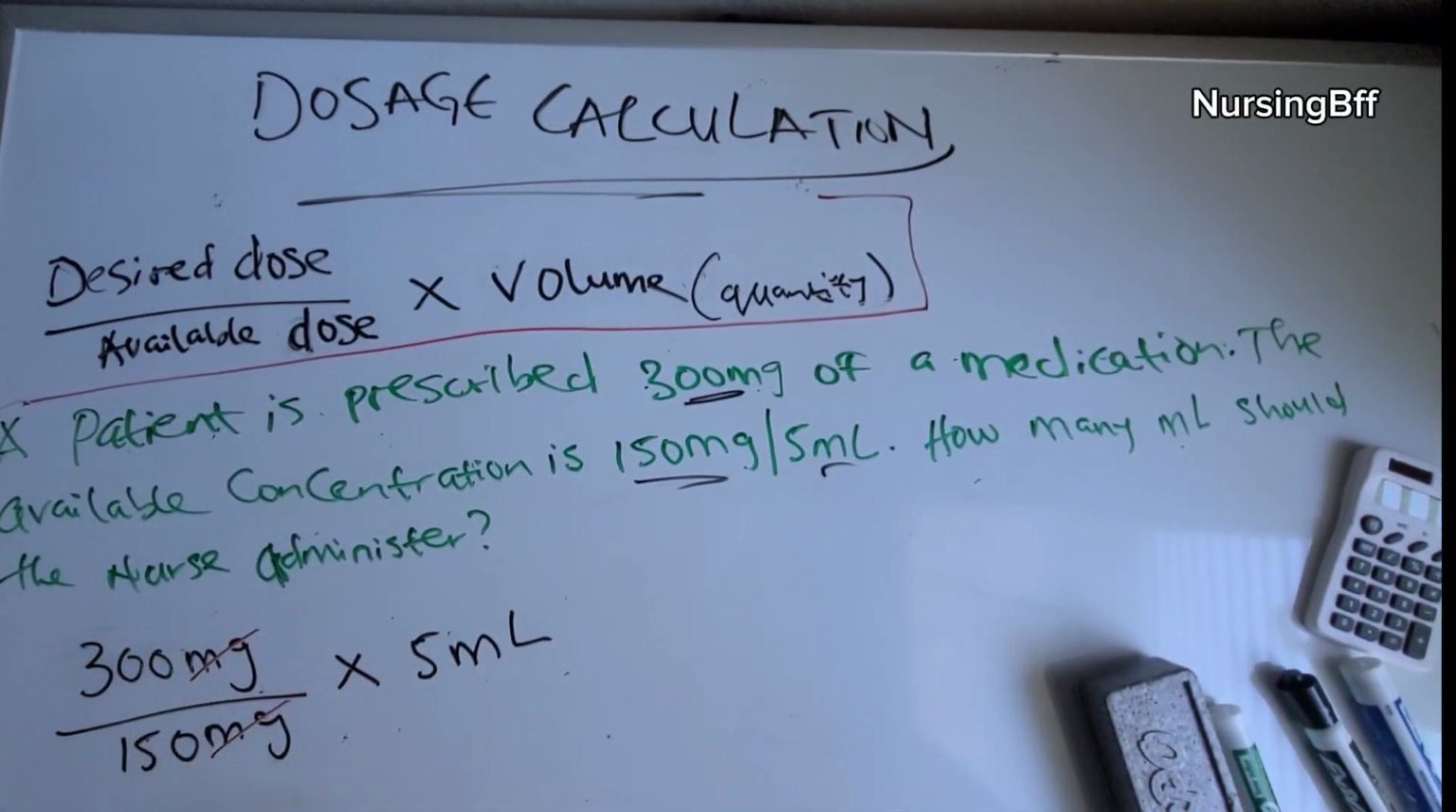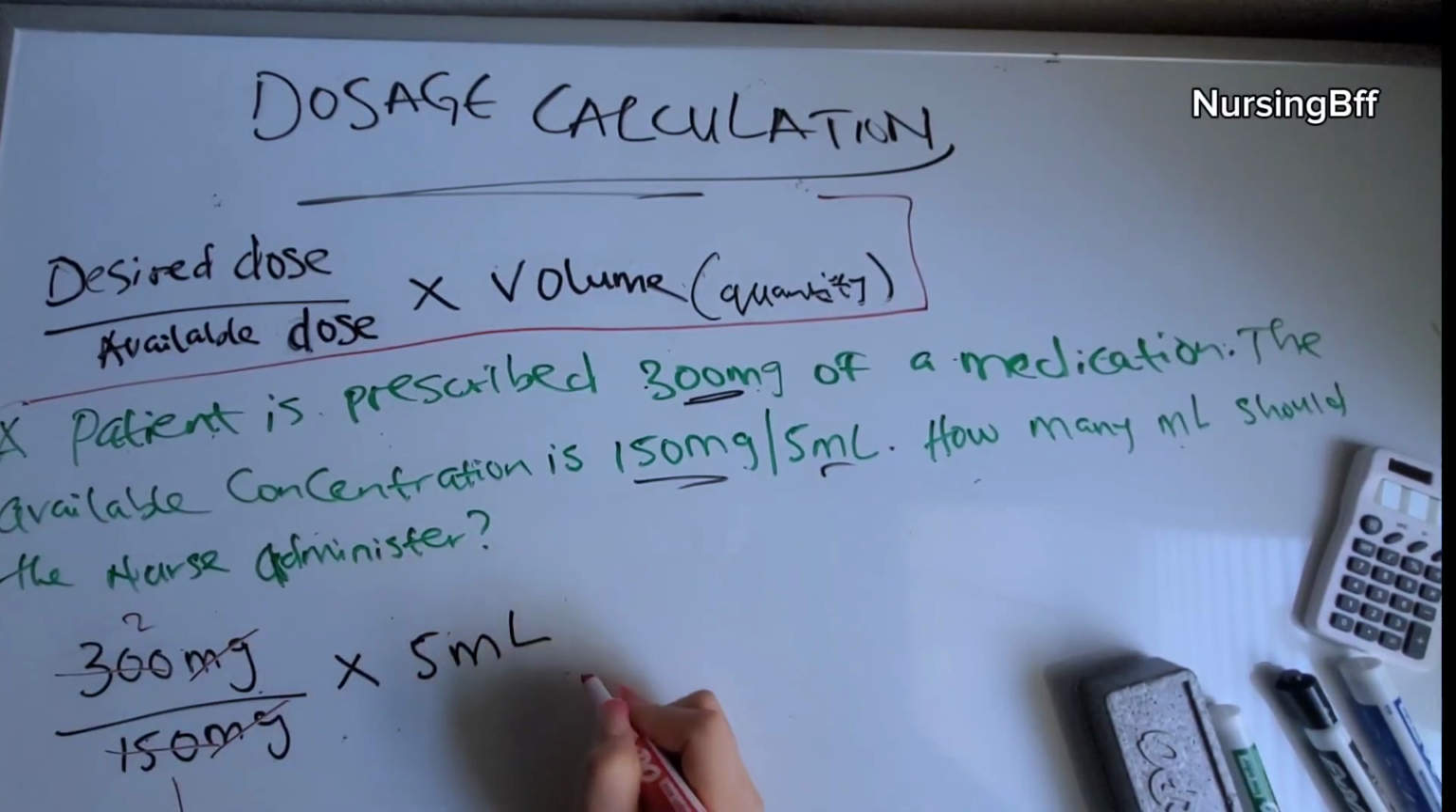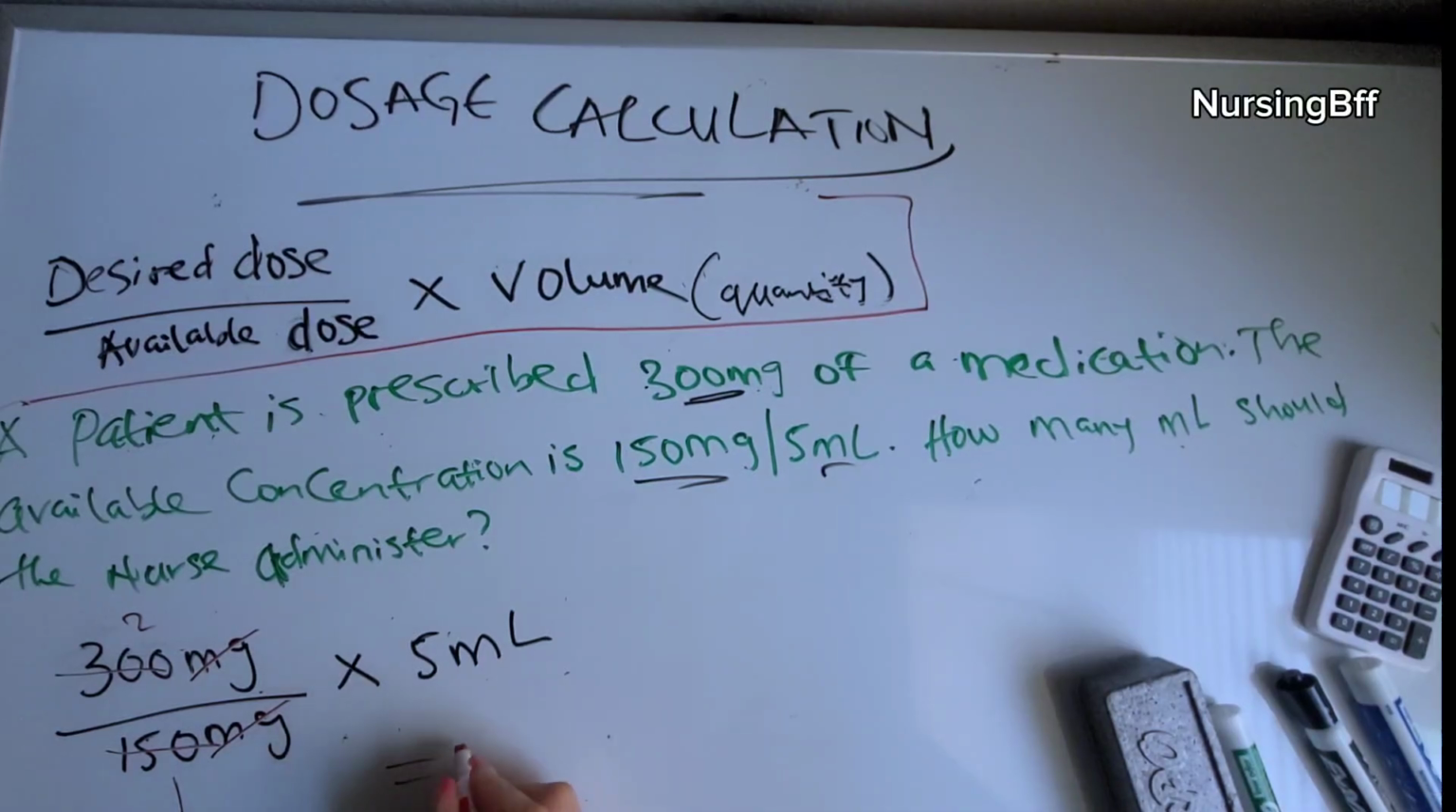Mg cancels mg. 300 divided by 150 is 2. 2 times 5 is 10. That is what the nurse is going to give to the patient. Hope you got it right. So you see how super easy it is? So you think you could do it? Okay, let's just do one more. And if you still have questions, let me know in the comment section.